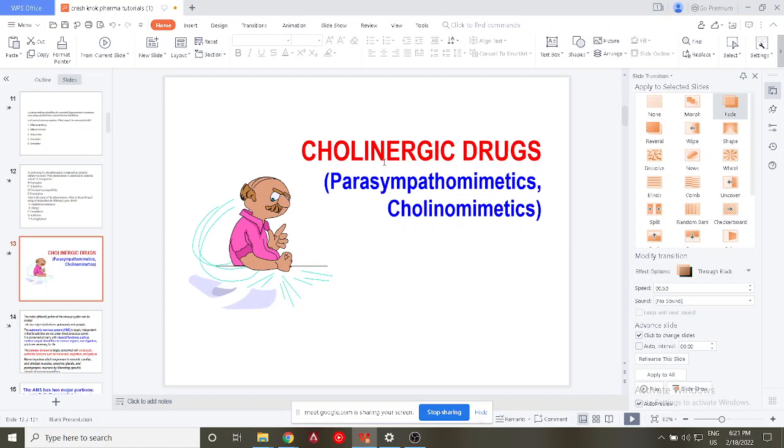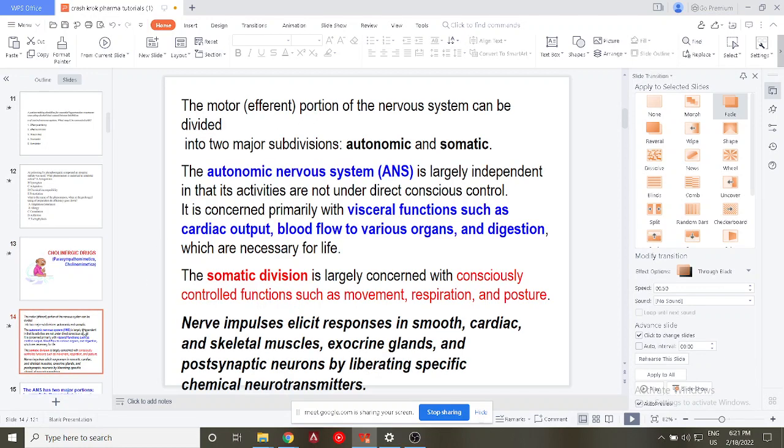These drugs work on the parasympathetic system. So what does the parasympathetic system do? It's rest and digest. So it slows down and makes sure you digest your food properly. First we're going to talk about the nervous system. The peripheral nervous system is divided into the autonomic and the somatic. The autonomic is responsible for visceral functions like cardiac output and digestion, while the somatic is responsible for movement, respiration, and skeletal muscle control. Okay, moving on.